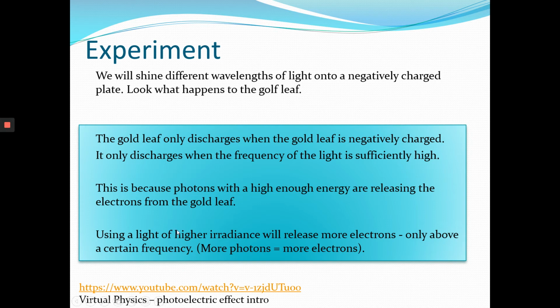Just a little side note, using light of a higher irradiance, and remember irradiance is just a fancy word for brightness, so using a brighter light, will release more electrons, but only if the light is above a certain frequency, so only if it's like ultraviolet light. If you use a brighter light, it will release more electrons because a light of a higher irradiance just means that more photons are being released from that light. So if there are more photons being released, then there are more electrons that can absorb the photons.